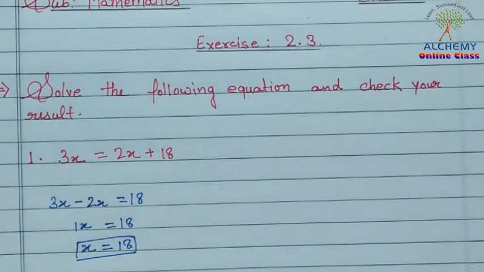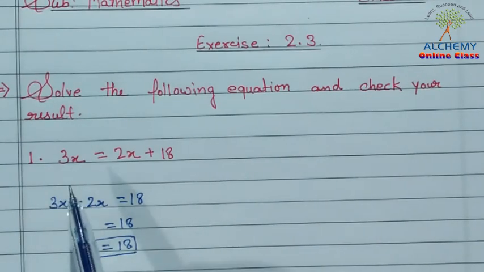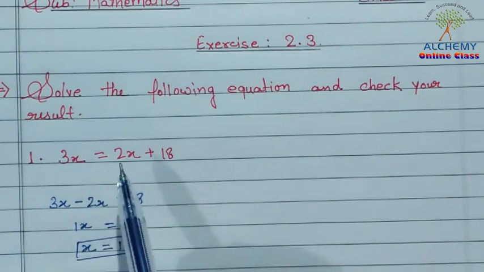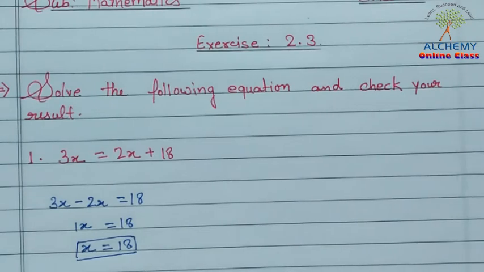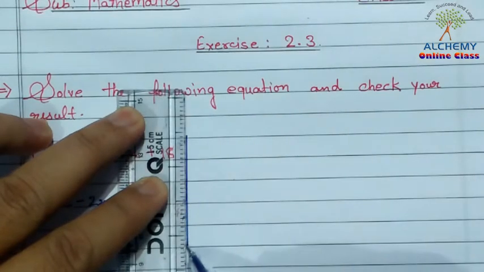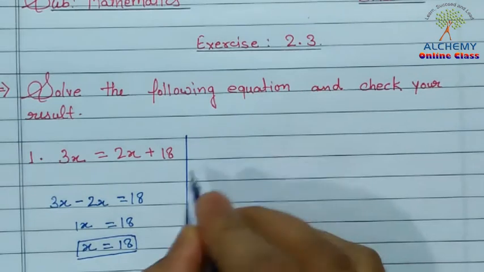How are we going to check it? Okay, so when we are going to check our solution, we can put the value of x in the left hand side of the equation and the right hand side of the equation. When we get the same answer, it means our solution is correct. Okay, so let's see how we can check it. So first we put the value of x in the left hand side.